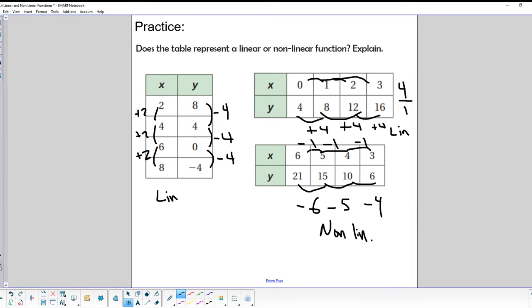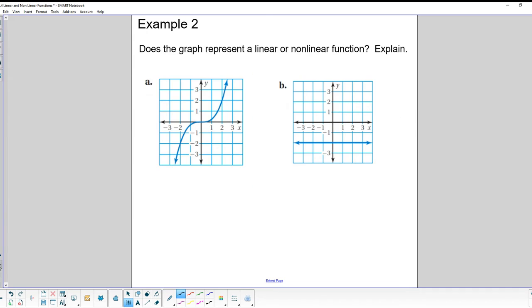All right, so let's keep moving. How about if we just look at a graph? Well, is this a straight line? Not a straight line, so nonlinear. So when it says to explain, then just say not a straight line. And then try to write a little neater than I write sometimes. Not a straight line, okay? And that's all you'd have to write.